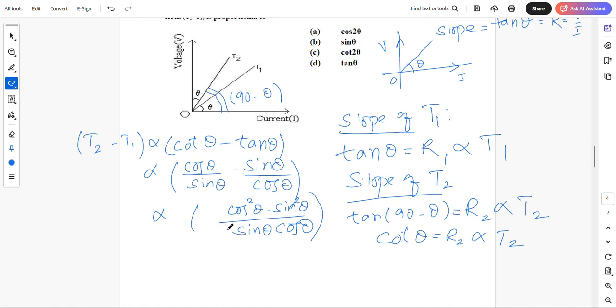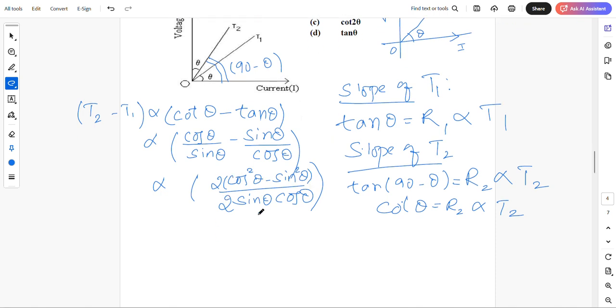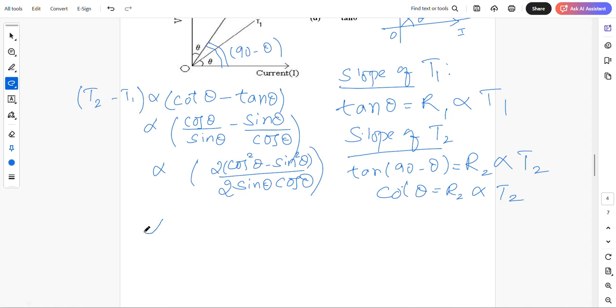Now here if I write 2 sin theta cos theta, I can write it, but I have to write 2 in the numerator also, because this 2 and 2 get cancelled and I get the previous term. Now that is proportional to 2 into cos square theta minus sin square theta, which is cos of 2 theta. That we already know from trigonometry. Cos square theta minus sin square theta is nothing but cos of 2 theta, right?